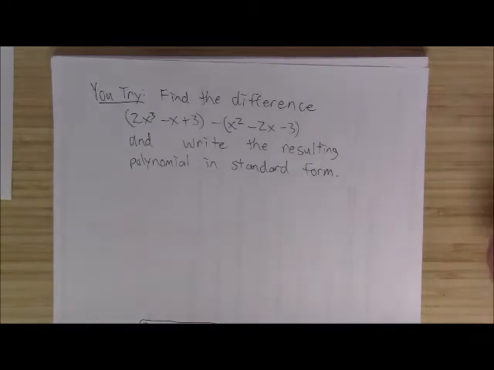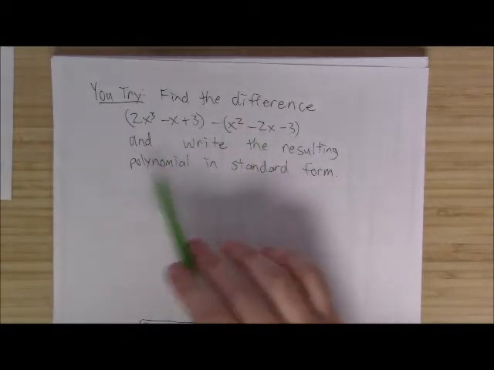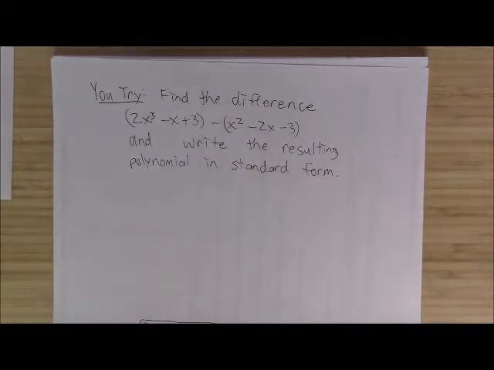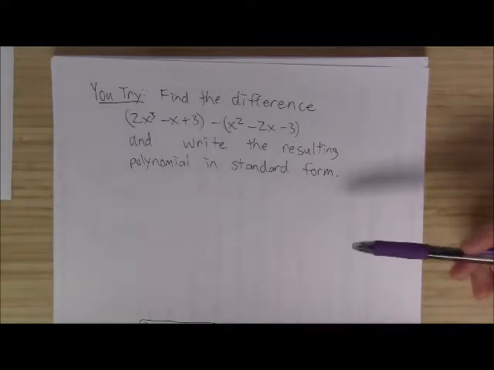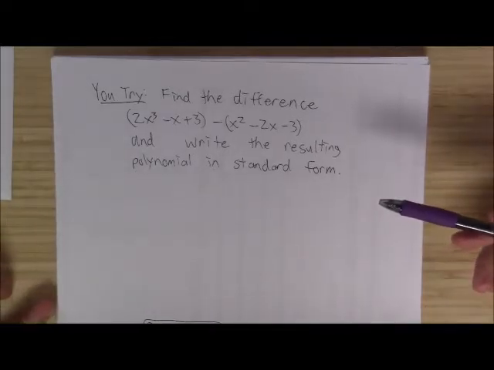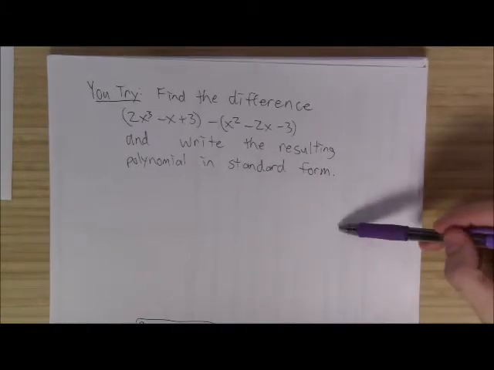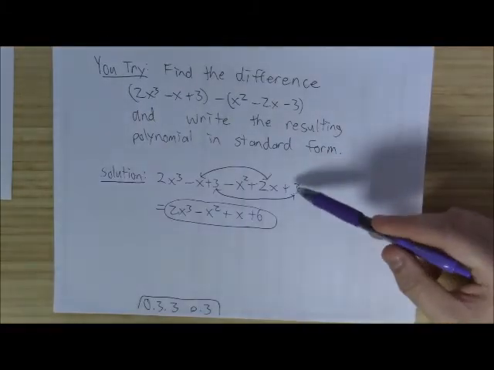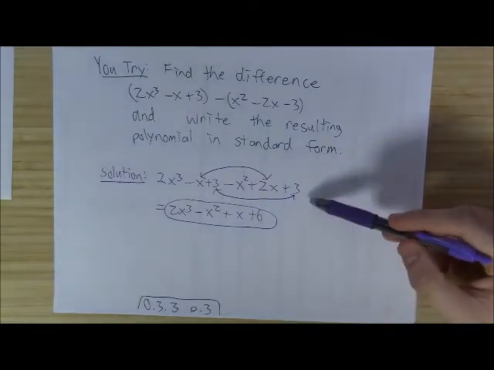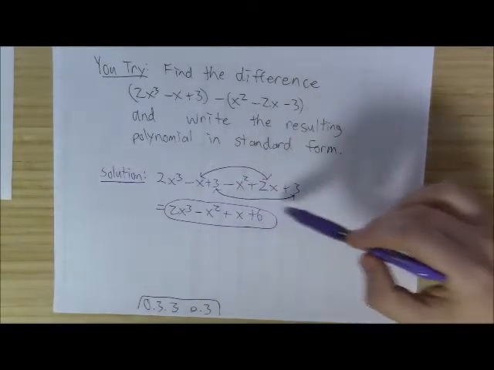Now it's time for you to try working examples. So go ahead and find the difference between these two polynomials and write the resulting polynomial in standard form. And on the count of 3, I'll go ahead and reveal the solution. 1, 2, 3. So this would be the solution to that problem. Notice I use the arrows to show the like terms.